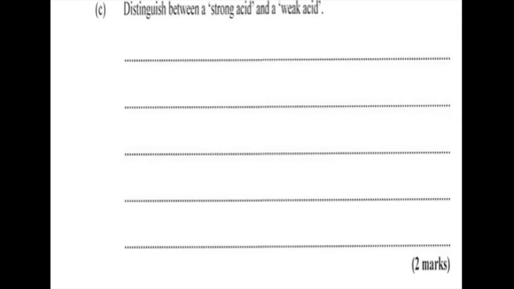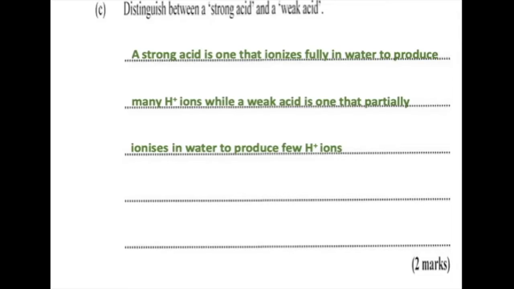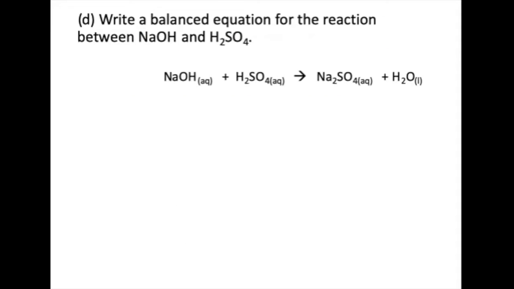All right, and we know a strong acid is one that ionizes fully in water to liberate many H+ ions, or you could say it dissociates fully. Now, a weak acid, on the other hand, is one that partially dissociates or partially ionizes in water to produce few H+ ions.